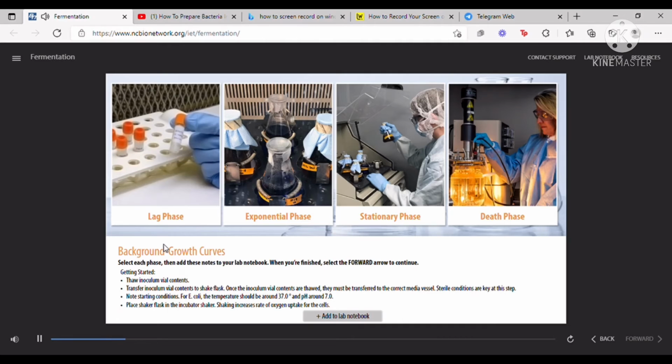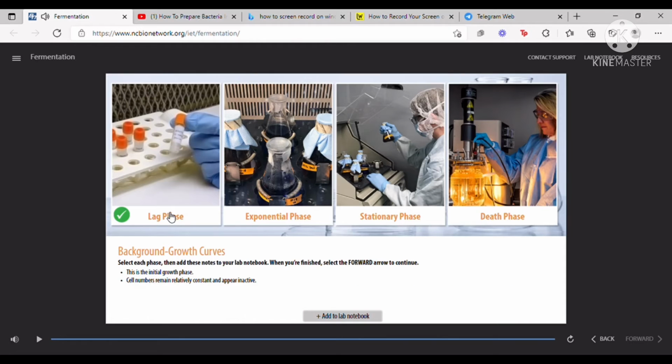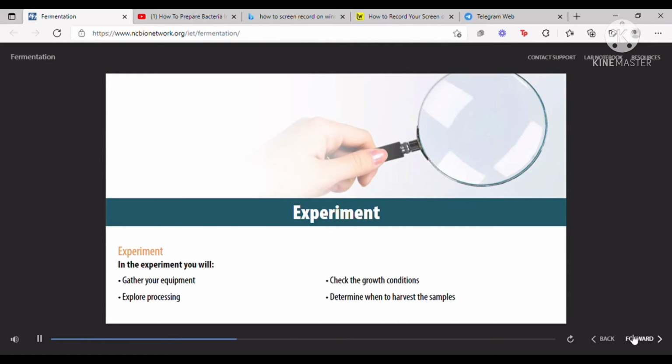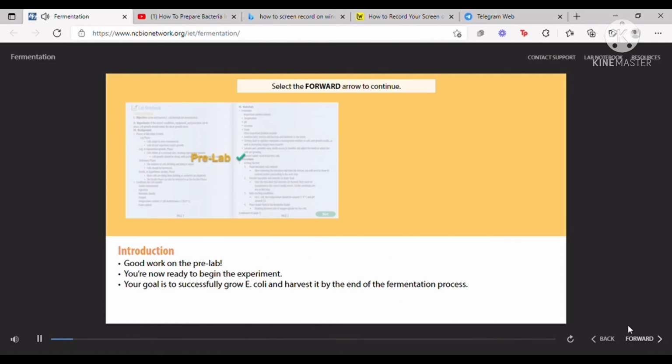Now we go more in depth on the growth curves: lag phase, exponential, stationary, and death phase. We have to add all this into our notebook. The lag phase is the initial growth phase, in the exponential phase the cells are grown in required volume and density, in the stationary phase the nutrients are being depleted, and then the death phase. Now we move on into the experiment.